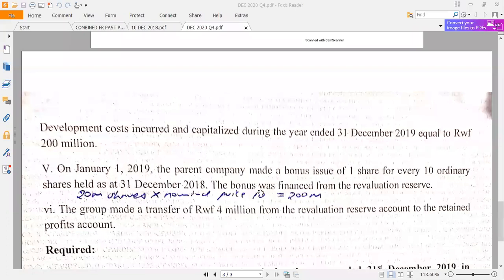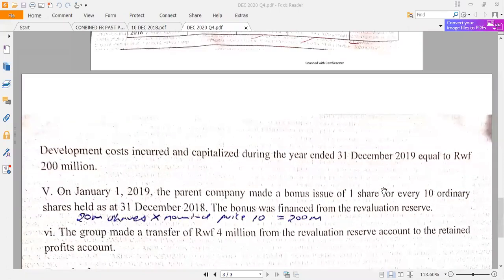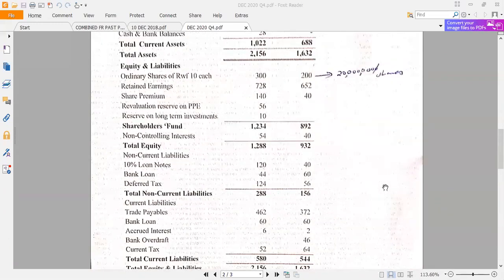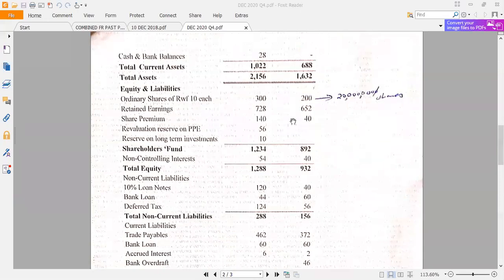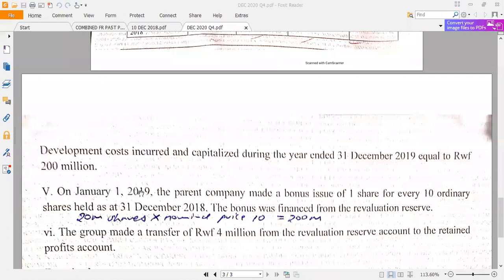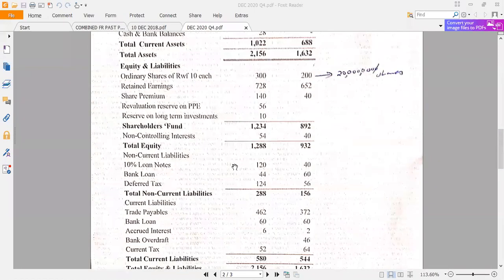On 1st January 2019, the parent company made a bonus issue of 1 share for every 10 ordinary shares held. Bonus is normally issued at nominal price. So I go to the beginning of the year share capital, that is 200 million. To find the number of shares, I divide 200 million by 10, because each share had a nominal value of 10. That gives me 20 million.